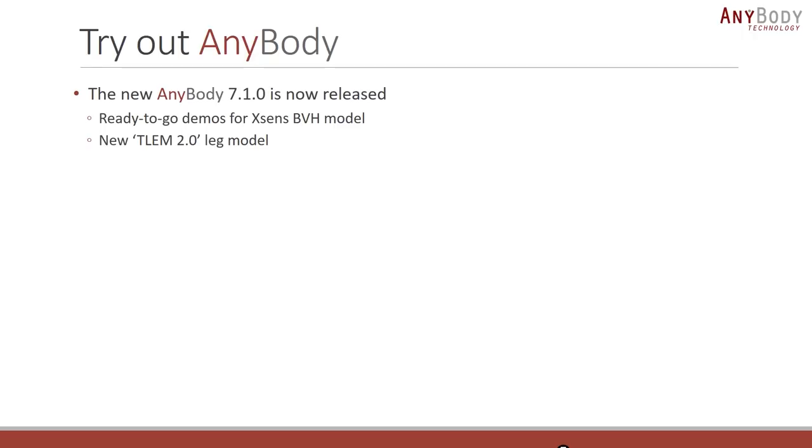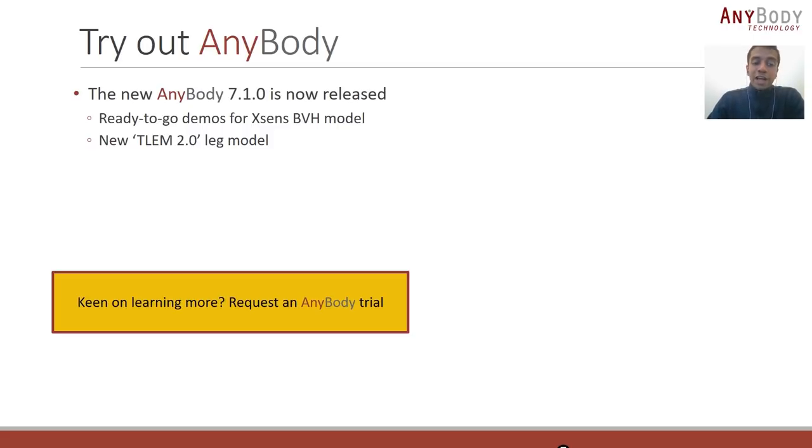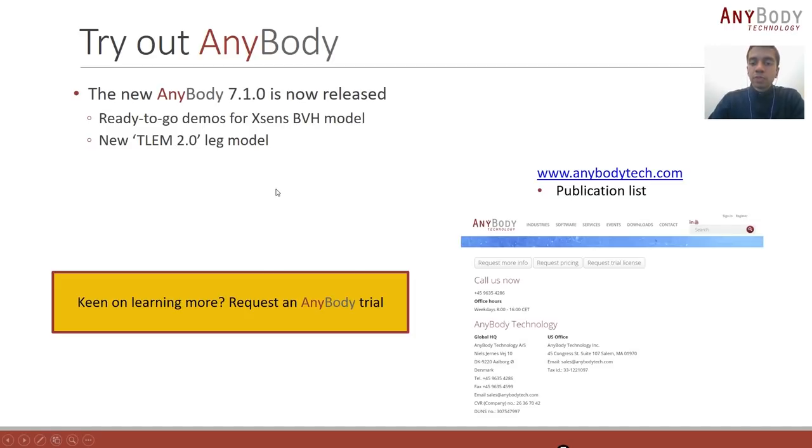The new AnyBody 7.1, which contains this Xsens BVH model, has been released. The release also comes along with a new leg musculoskeletal model, which we call the TLM 2.0 model. If you are one of the hands-on types and would like to learn more, you can request a trial license for the AnyBody modeling system on our website, anybodytech.com. Our website also contains a full list of publications that have been put out using the AnyBody modeling system. Also, you can go onto our webpage and then go onto the page that says contact. This is the page that you're seeing down here. And here you can use these buttons to request a trial license.